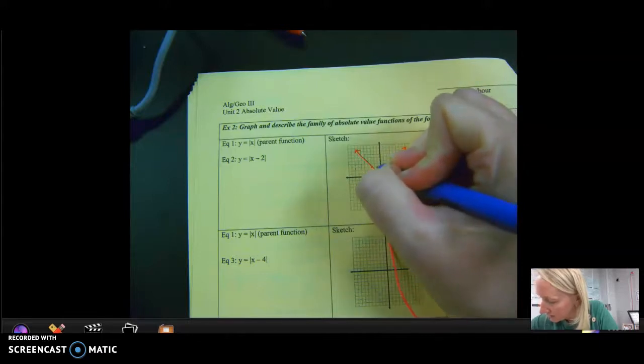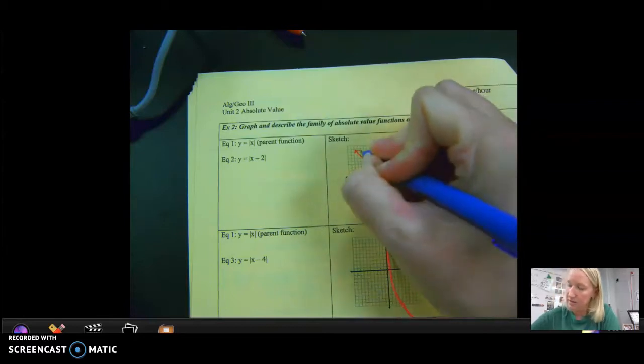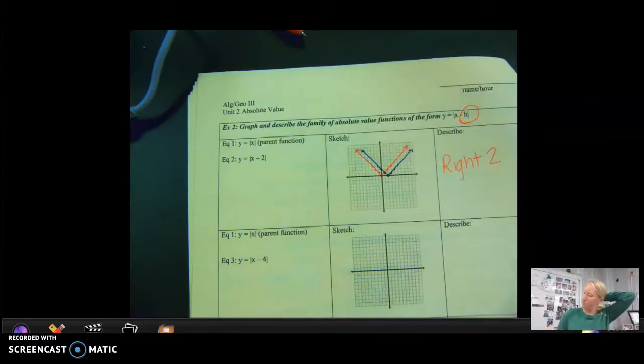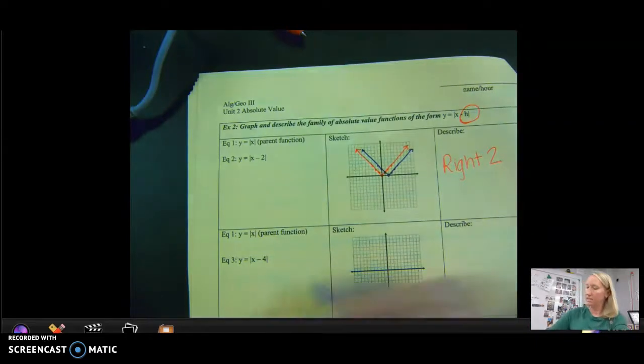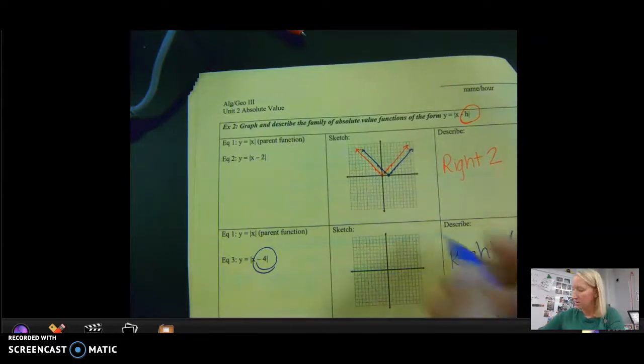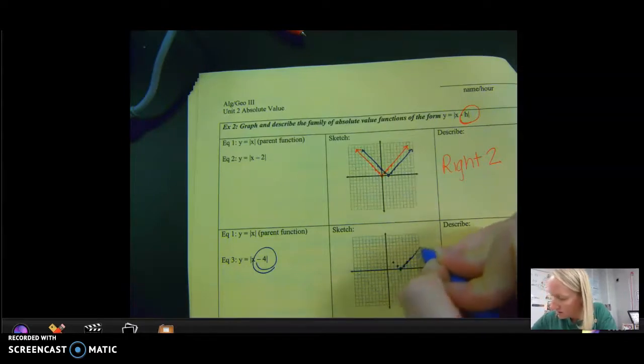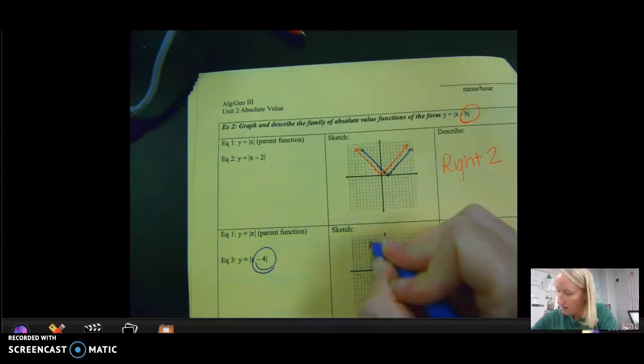Because of my eyes, I have to get closer to the sheet. And there we go. All right, this one, opposite of negative 4, so that is again going to go right 4. So 1, 2, 3, 4. Slope stays at 1 over 1, or up 1, backwards 1. And there we go.